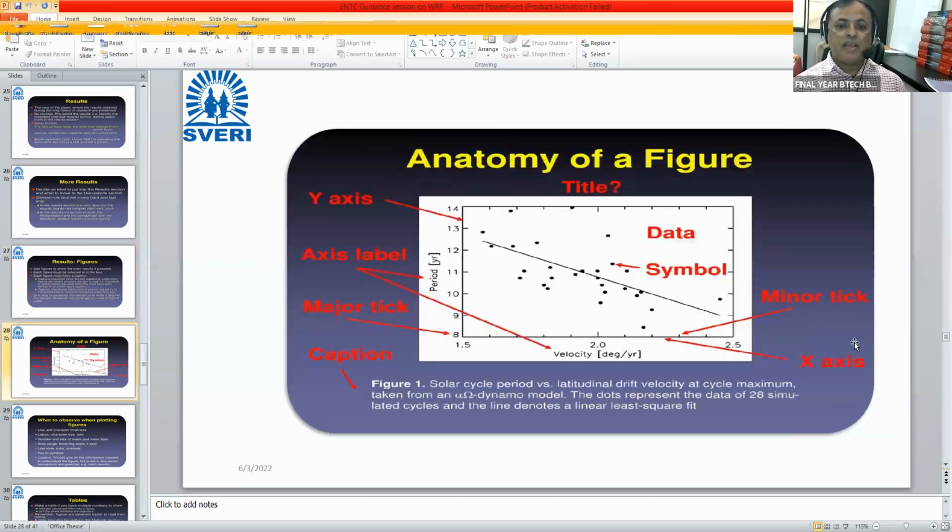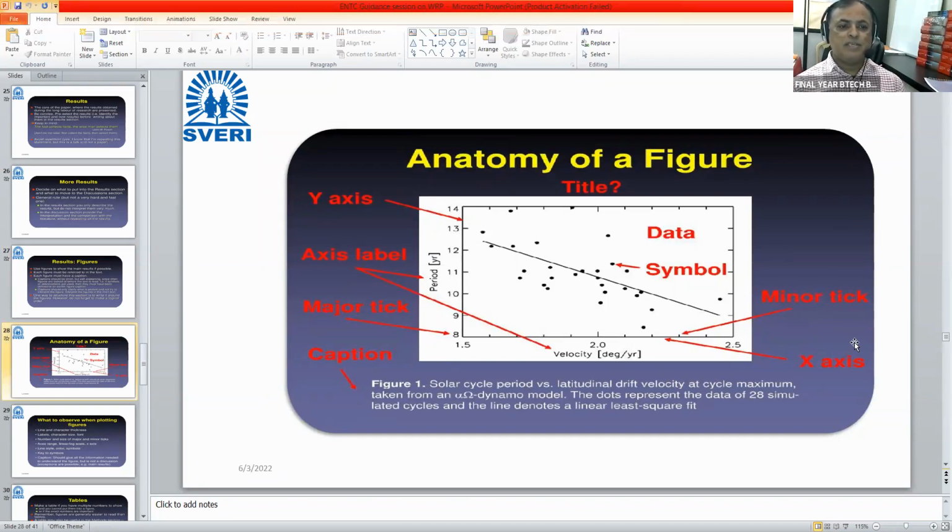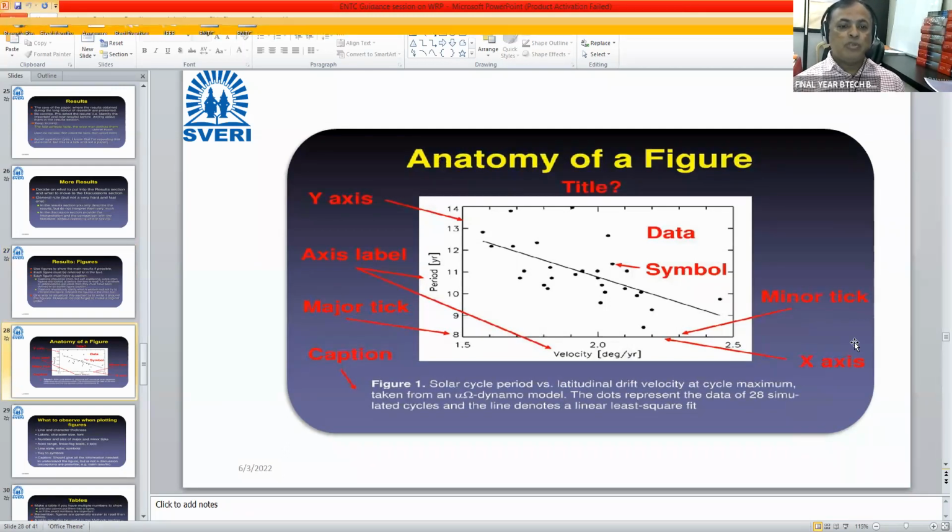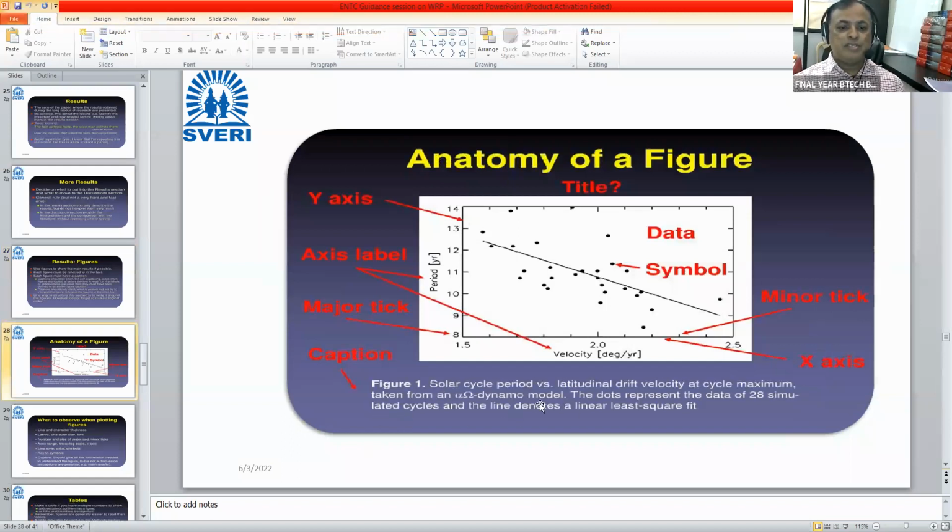This is how the figure can be. So you can have the title of the figure, y-axis, x-axis. Then y-axis में क्या लिखना है वो भी चाहिए, x-axis में क्या लिखना है वो भी चाहिए. You should also have a caption. So you can see this is the caption of the figure.